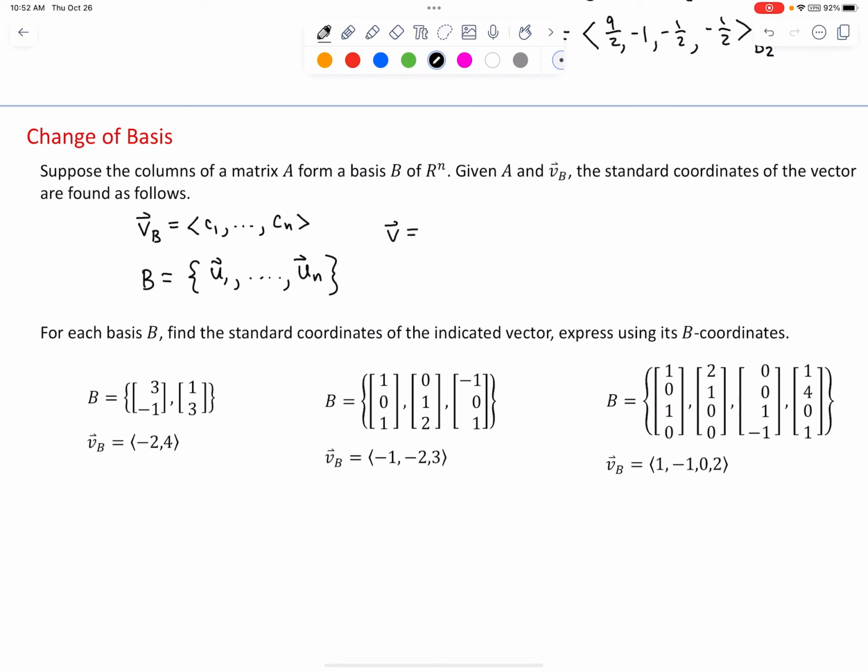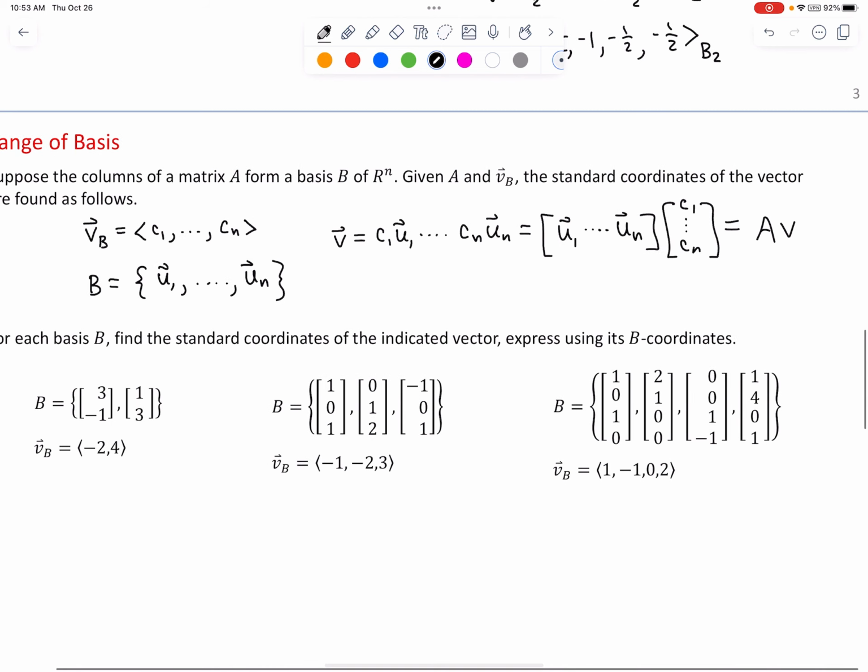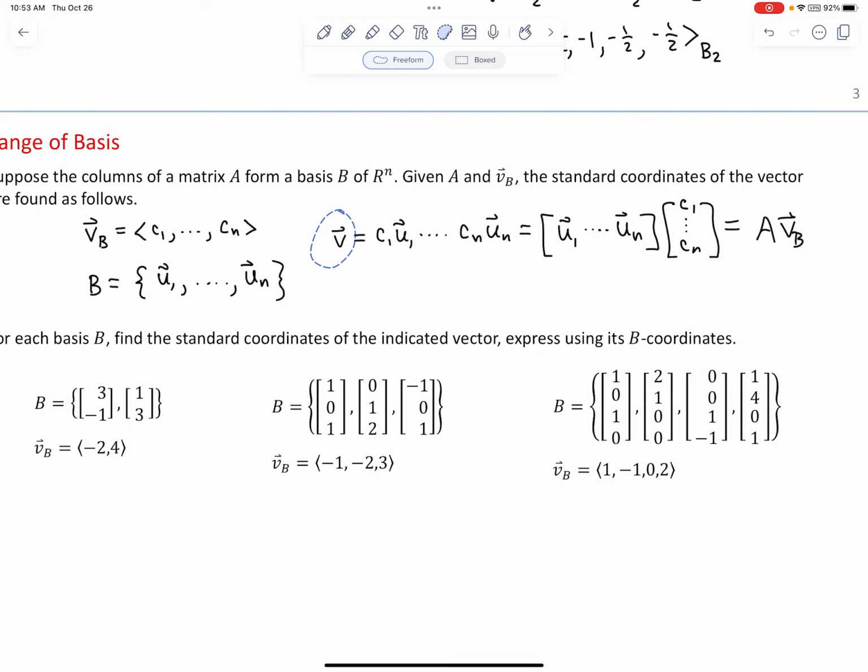This tells us that the vector v was constructed from this basis by doing C1 times vector U1, etc., up until Cn times vector Un, which we factor as a matrix vector product. Columns of the matrix are the basis vectors, multiplied by a vector of the coefficients, which is the matrix we're calling A, times the b coordinates of this vector. So in order to arrive at the standard coordinates v, we simply have to do this product.